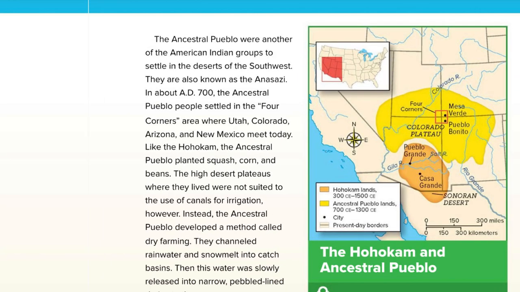So it starts out by saying the Ancestral Pueblo were another of the American Indian groups to settle in the deserts of the Southwest. They are also known as the Anasazi. About AD 700, the Ancestral Pueblo people settled in the Four Corners area where Utah, Colorado, Arizona, and New Mexico meet today. Like the Hohokam, the Ancestral Pueblo planted squash, corn, and beans. The high desert plateaus where they lived were not suited to the use of canals for irrigation, however. Instead, the Ancestral Pueblo developed a method called dry farming.